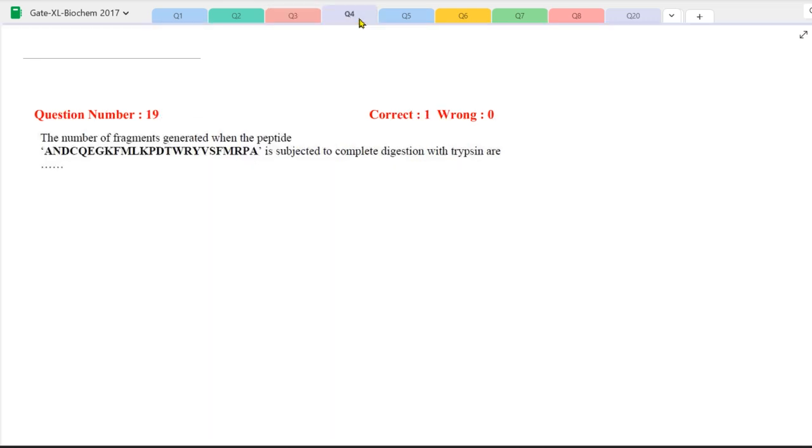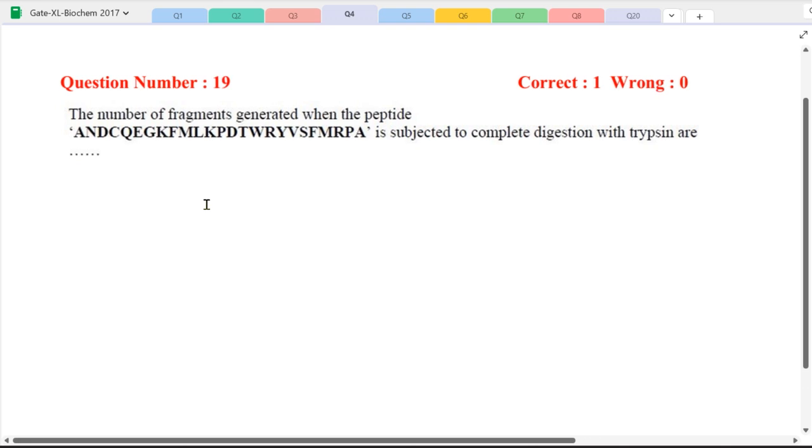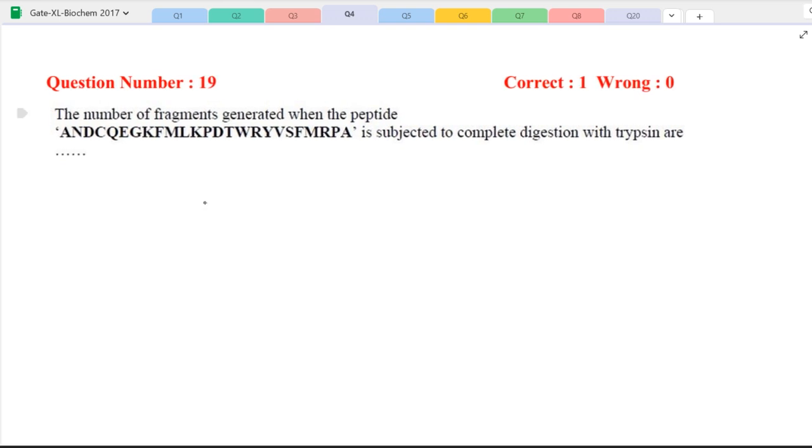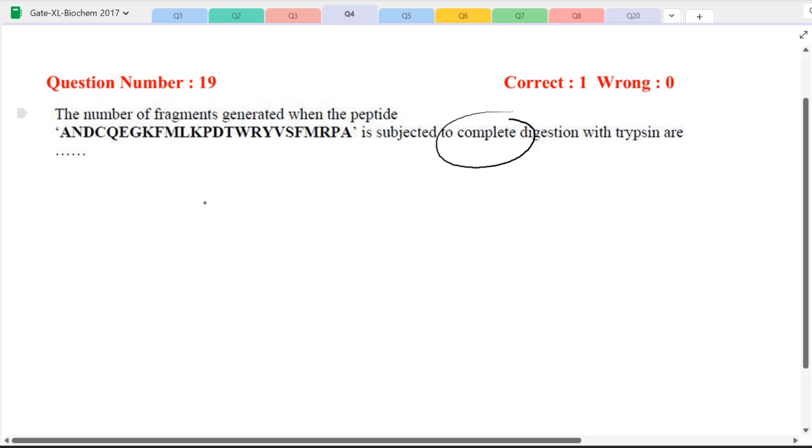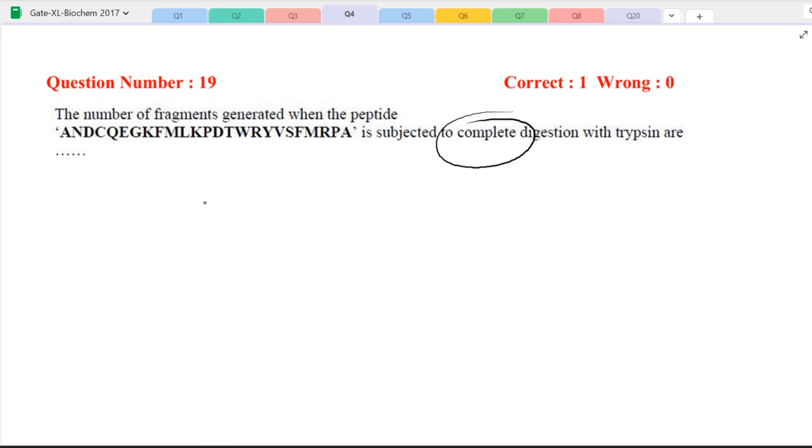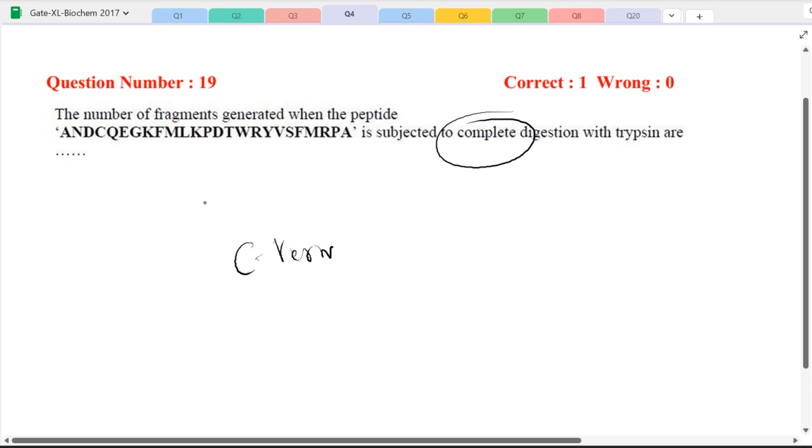Moving on to the next question. So here, let me just zoom in. The number of fragments generated when the peptide, so this is the big peptide sequence, is subjected to complete digestion with trypsin. When you have a complete digestion with trypsin, you should know where the cleavage sites for trypsin are. So trypsin basically cleaves the peptide bonds at the C-terminal side of lysine and arginine. So these are the one-letter amino acid codes for lysine and arginine respectively.